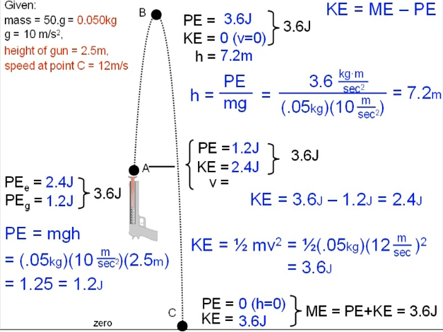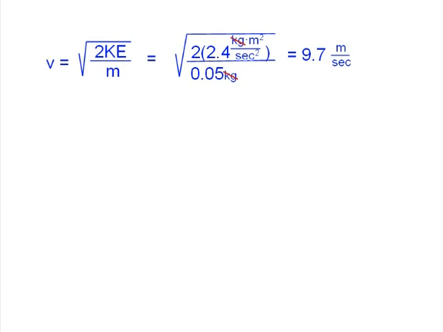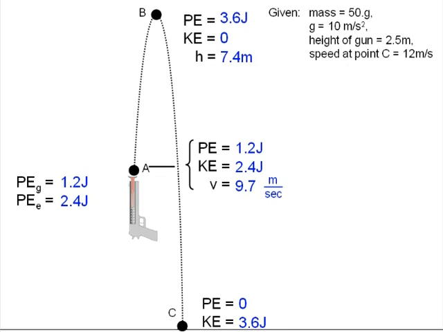Last, we can figure out the velocity if I know the kinetic energy. We use the KE formula to solve for v. So 2 times KE over m with the square root gives me 9.7 meters per second. So here's my final answers. And I could also go one step farther.